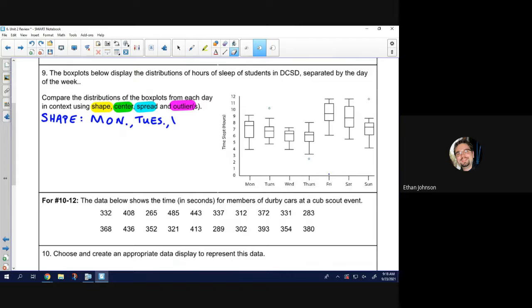Monday, Wednesday, and Sunday are skewed, and because more of the information is below it, that would actually be skewed left.